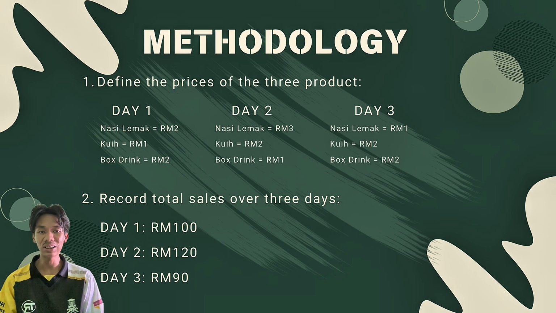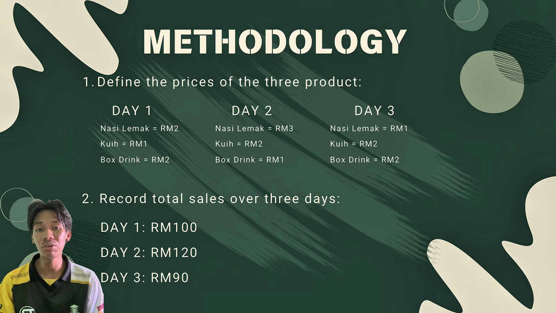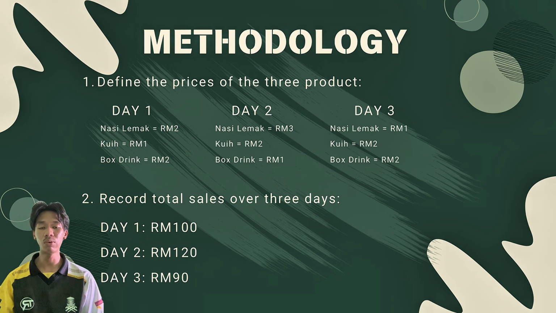Methodology. First, in the methodology, we need to define the price for the three products for 3 days. So we can see each price for the item for every 3 days. After that, we need to record the total sales. The first day, we got a total of 100 ringgit. The second day, we got a total of 120 ringgit. And for the third day, we got a total of 90 ringgit.